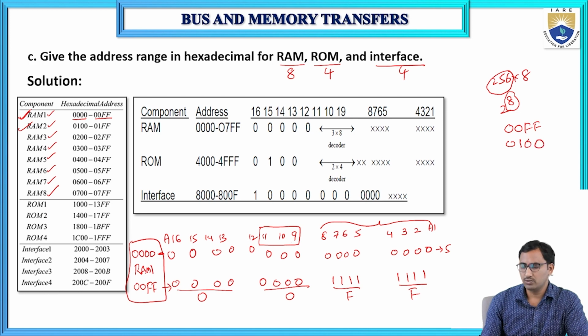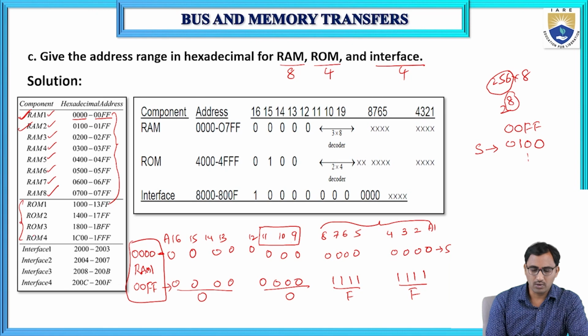0100. So it is the starting address for the RAM 2. Okay. So like that, we can calculate all these different addresses. And coming to the ROM, ROM we have already seen. So in this way, the ROM also we are calculating. So ROM 1 address is 1000 to 13FF. ROM 2 1400 to 17FF. ROM 3 1800 to 1BFF. ROM 4 1C00 to 1FFF.